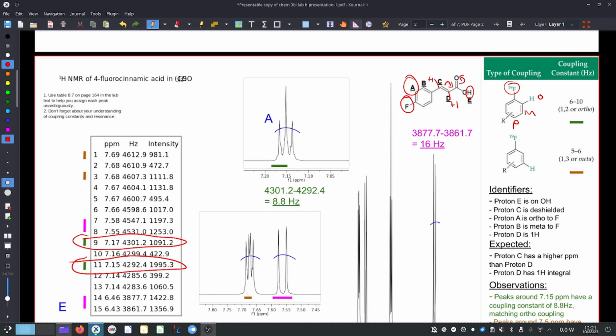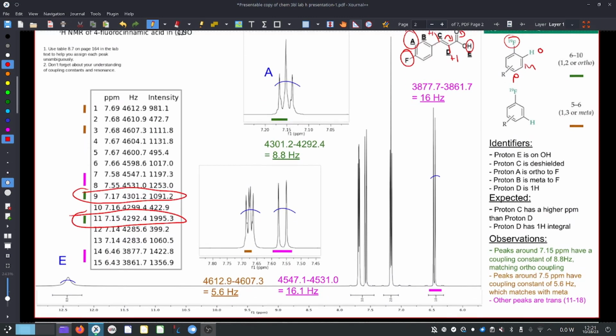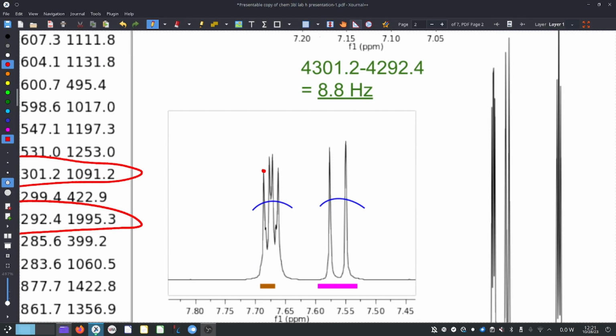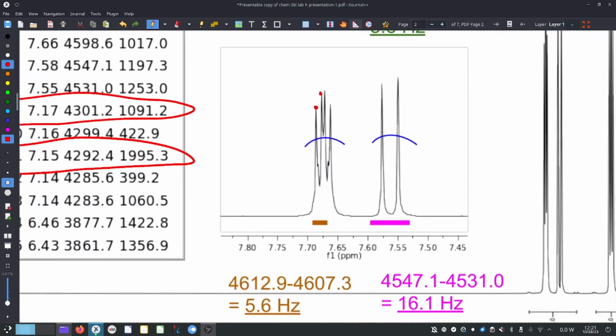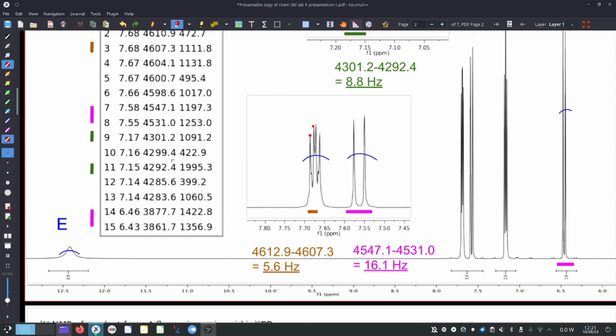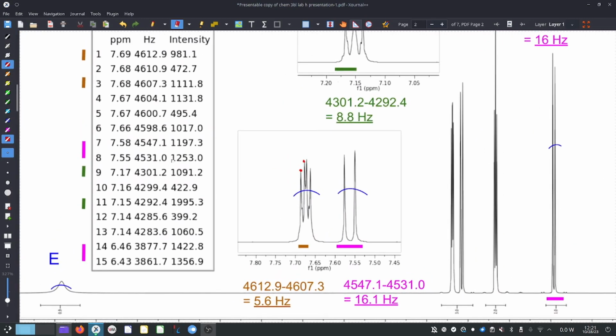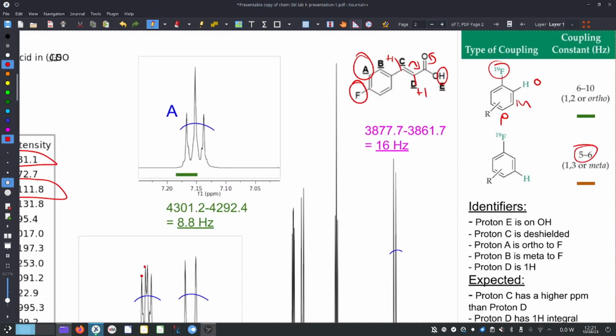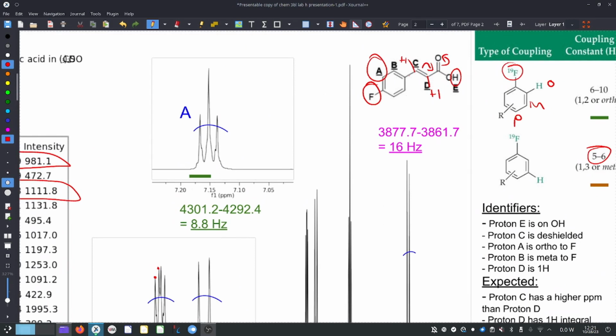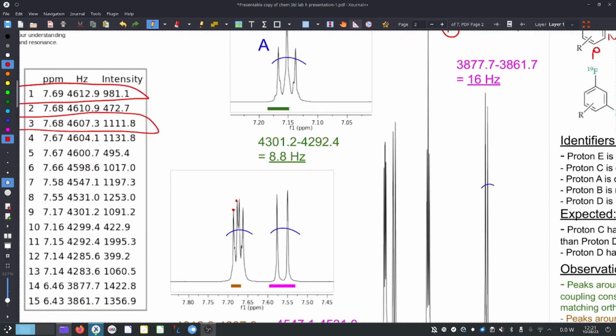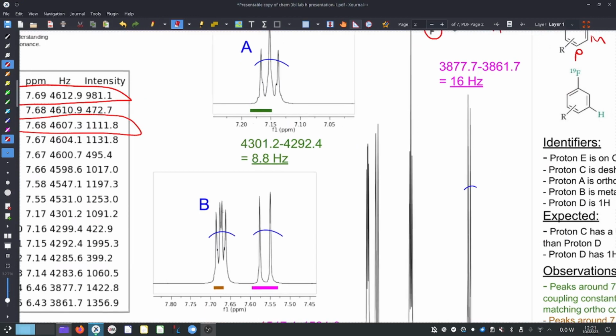Right. Then we look at this one, the orange. Same thing here. To find coupling constants, we'd get these two peaks and then find the difference. So this ends up being the 5.6 peak. If we look back onto the table, it's these two that I've marked in orange. But because the constant is 5.6, our table shows us that between 5 to 6 is going to be meta positioned, then that peak should correspond to B, because the coupling constants match.